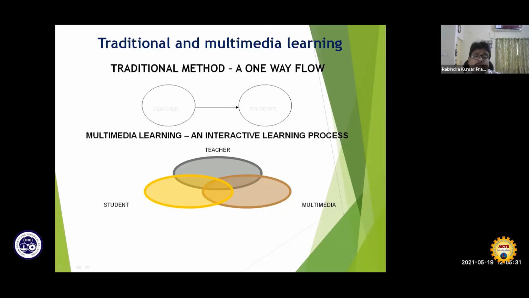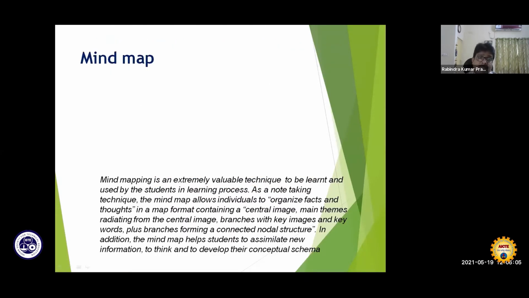But when you deliver certain lessons through multimedia modes, here what happens, both the teacher, students, and the teaching aids of the multimedia, they all are interacting with each other. So now the entire system is brought into an interactive learning process. So over the years, it has been observed that multimedia learning has been more meaningful and impactful than the traditional methods.